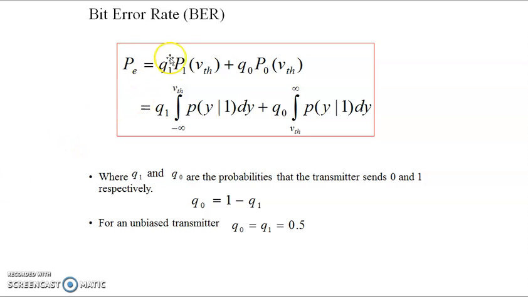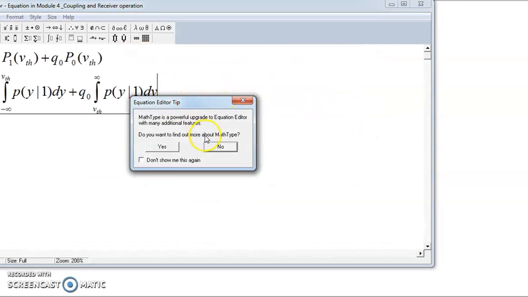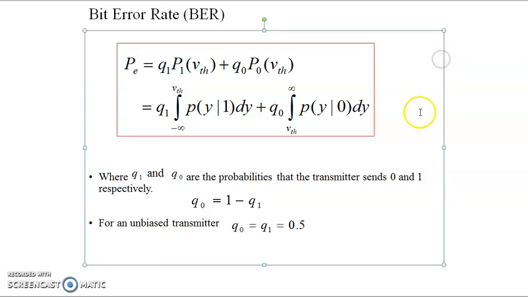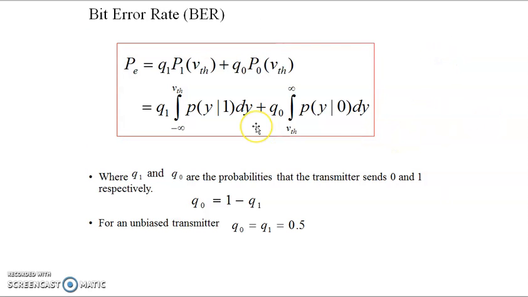So when we say that the probability of 1 is below VTH, and the probability of 0 is above here, we are getting a probability of error. So Q1, this one is 1 we are sending, and here we are having a 0. Okay, we can have a probability of 0. Now we can say that this is the probability of error when it sends a 0 and 1 respectively.